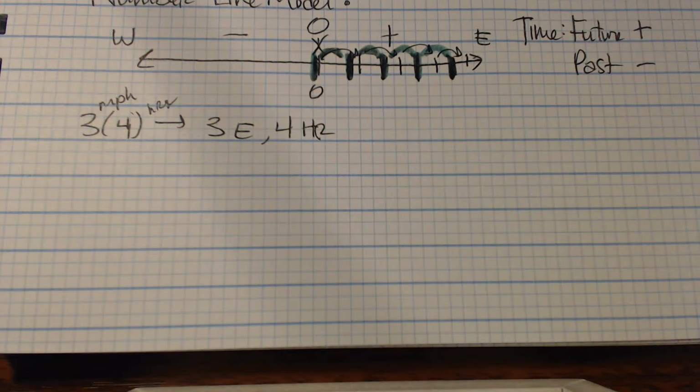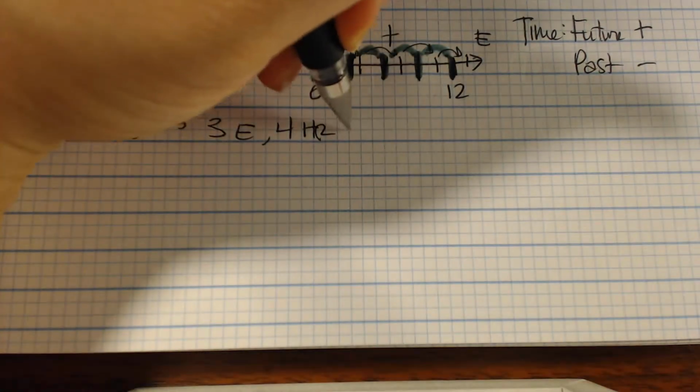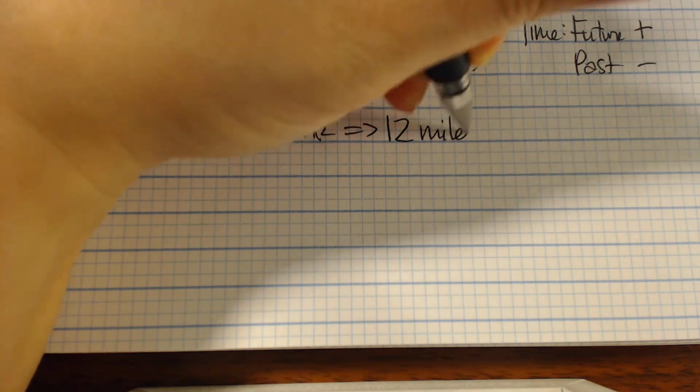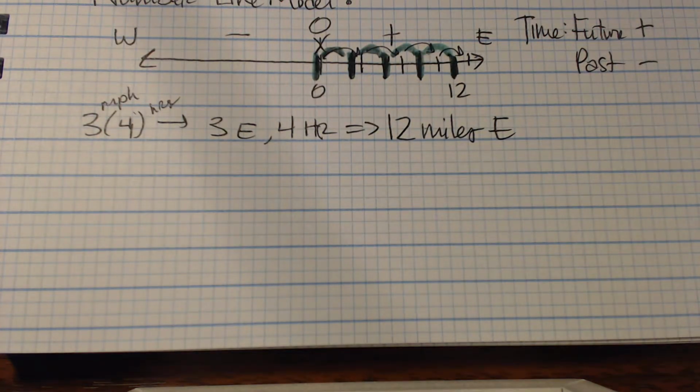And so you end up at positive 12. That means that you end up 12 miles east. And that's why it's positive 12.